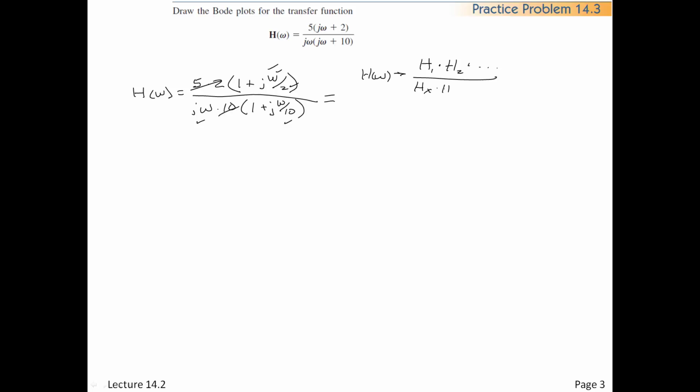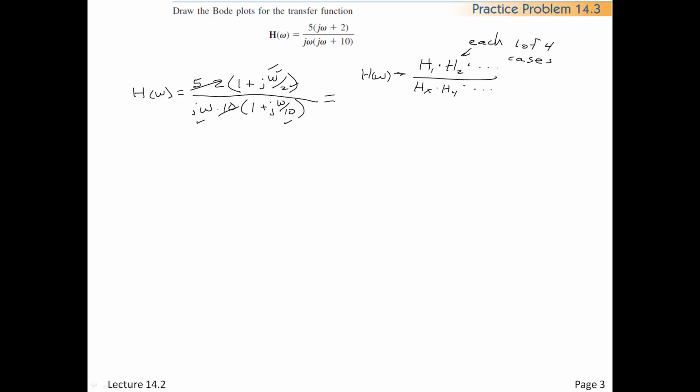hx times hy times ... in the denominator. All right? So we make this numerator as a function of a bunch of little transfer functions, each of which are, hopefully, each is one of the 4 cases that we talked about, right? The constant, the origin, the simple pole, zero, and the quadratic.